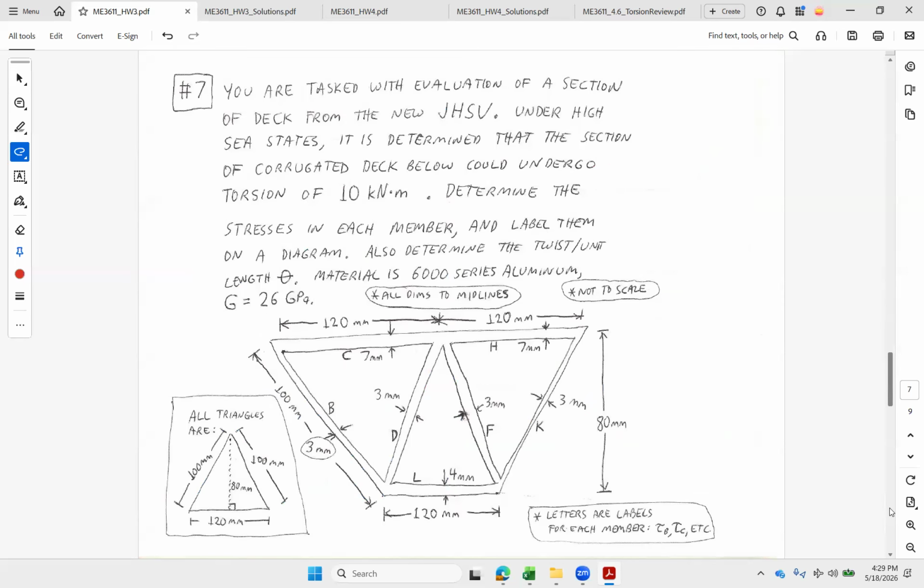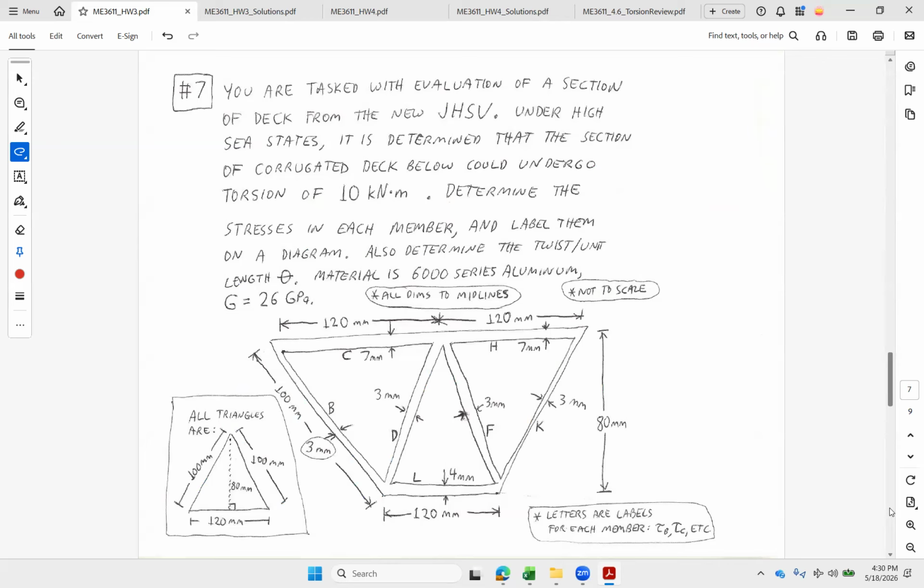All right, we're looking at a section of flight deck from EPF. We've got a corrugated type structure on this one, and here are some dimensions. We've got a top plate, a bottom plate, and some webs, which are a little bit thick. All these dimensions are to midline, and they're all based on a fairly easy 3-4-5 triangle setup: 60 on the half triangle bottom, 80 there, and 100, so it's a 3-4-5 shape.